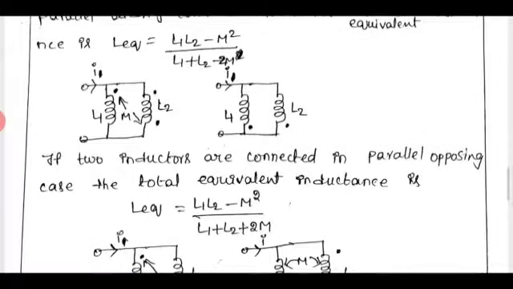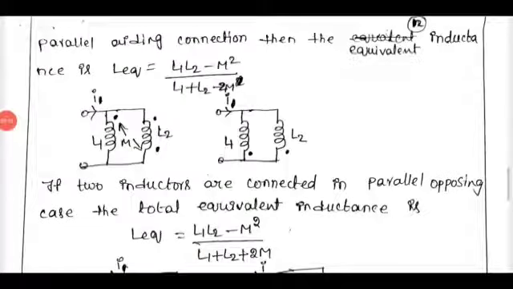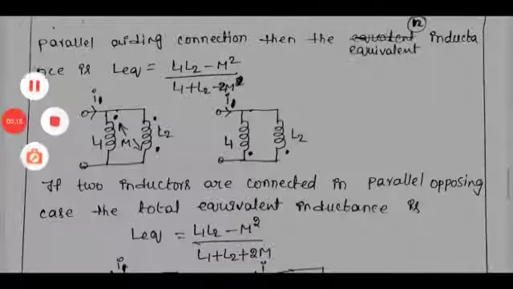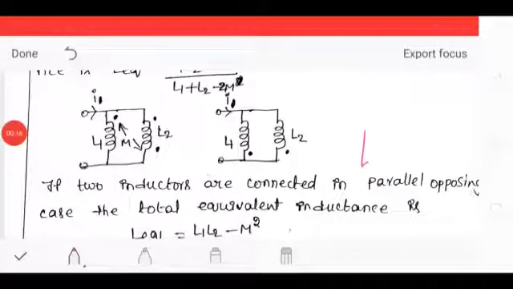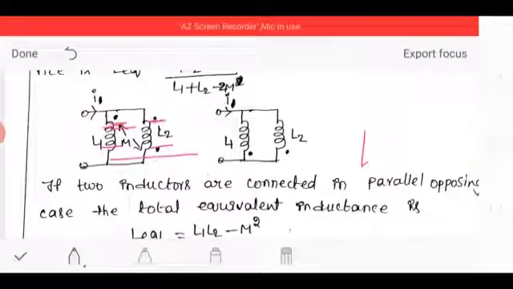Okay, these two circuits are parallel aiding connection. In this case, at these points, these are two coils, first coil and second coil. At these points the currents are entering these coils, and at these points the currents are leaving. So these two connections are parallel aiding connections.